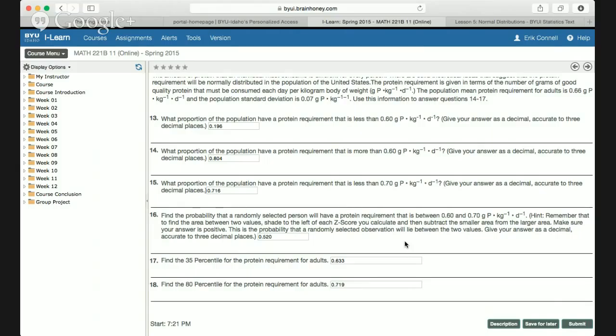So then on our areas for question 15, for the 0.7 grams, it was 0.7160 for everything to the left. And for 0.6 grams, it was 0.1957 for everything to the left, because it was a negative z. Okay. And then you just subtract 0.1957 from 0.7160. And I got 0.520. Yeah. Okay.